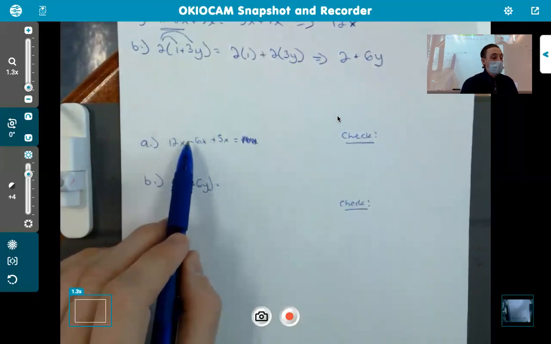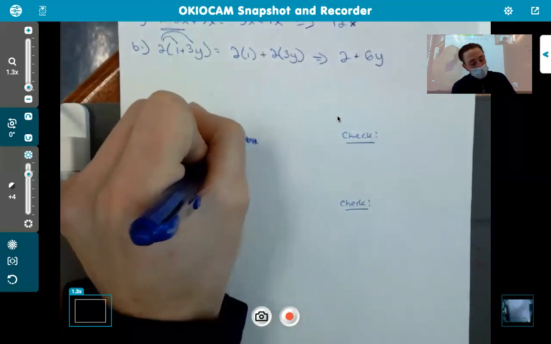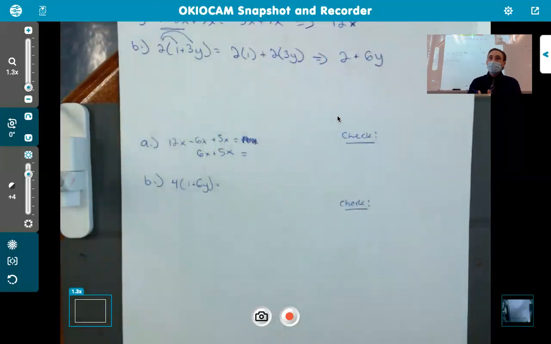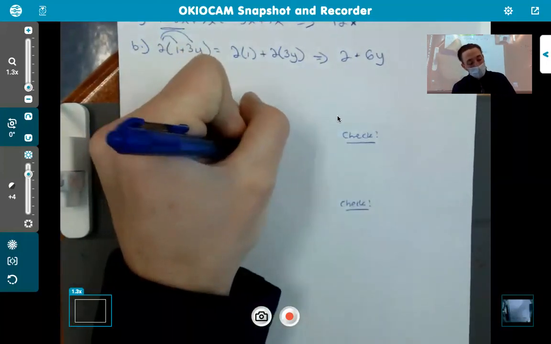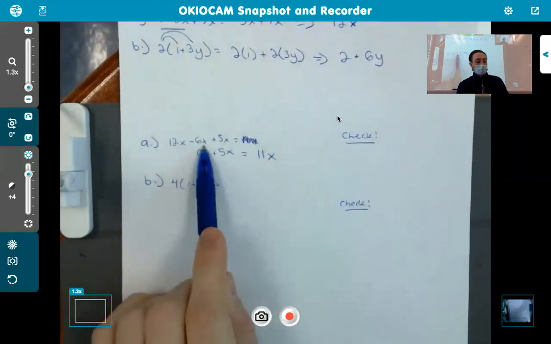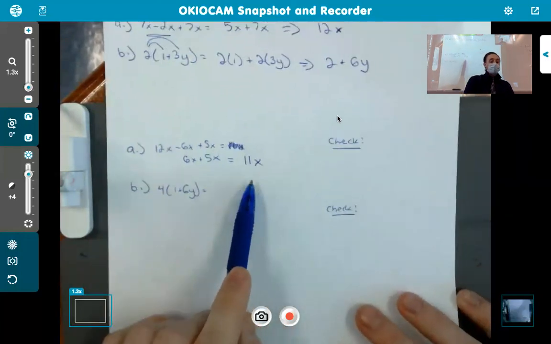What's that? 6x, right? The x tags along. So I have 6x plus 5x. And what's 6x plus 5x going to give me? Everybody just add those numbers together. 11x, good. So my original expression, 12x minus 6x plus 5x, is equivalent to just 11x. Does everybody see that? Are there any questions about how I found that answer?